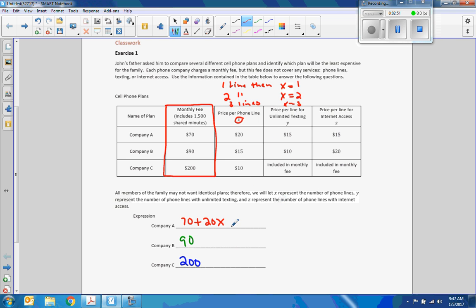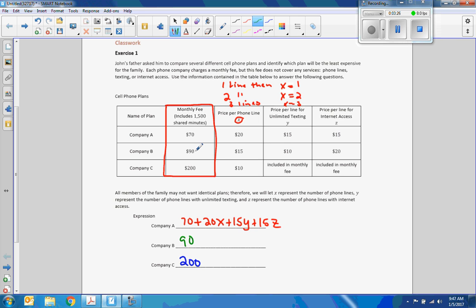Price per line unlimited texting is Y, and it's $15 per person. So plus $15 times however many unlimited texting. And then finally, $15 for every internet access. So I'm going to add $15 for every Z, where Z is internet access. And this is where the expressions with variables starts to come into play. Okay, and continue in this fashion.